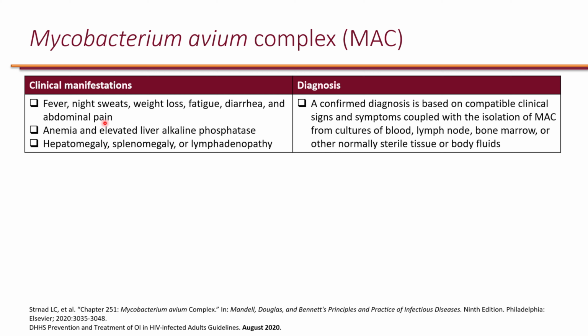Symptoms include fever, night sweats, weight loss, fatigue, diarrhea, and abdominal pain. So you will see that these symptoms are also common in tuberculosis, night sweats, weight loss, as well as anemia and elevated liver alkaline phosphatase. For diagnosis, a confirmed diagnosis is based on compatible clinical signs and symptoms, as well as isolation of MAC from culture of blood, lymph node, bone marrow, or other normally sterile tissue or body fluids.